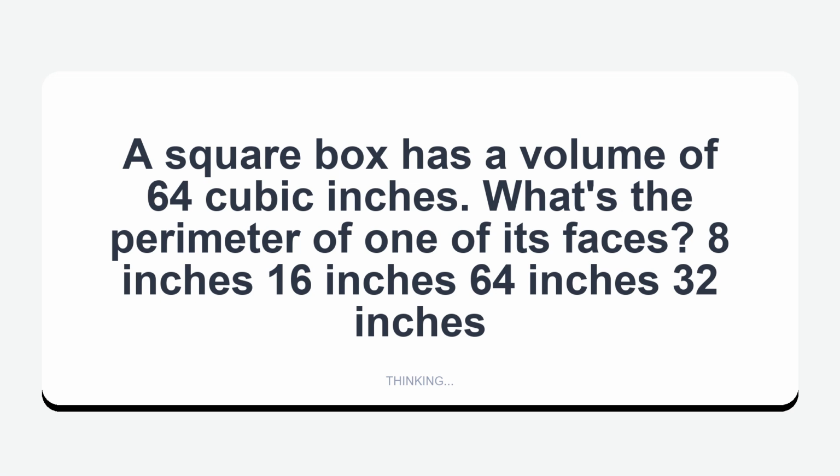ASVAB Mathematics Knowledge exam questions. A square box has a volume of 64 cubic inches. What's the perimeter of one of its faces? 8 inches, 16 inches, 64 inches, 32 inches. 16 inches.